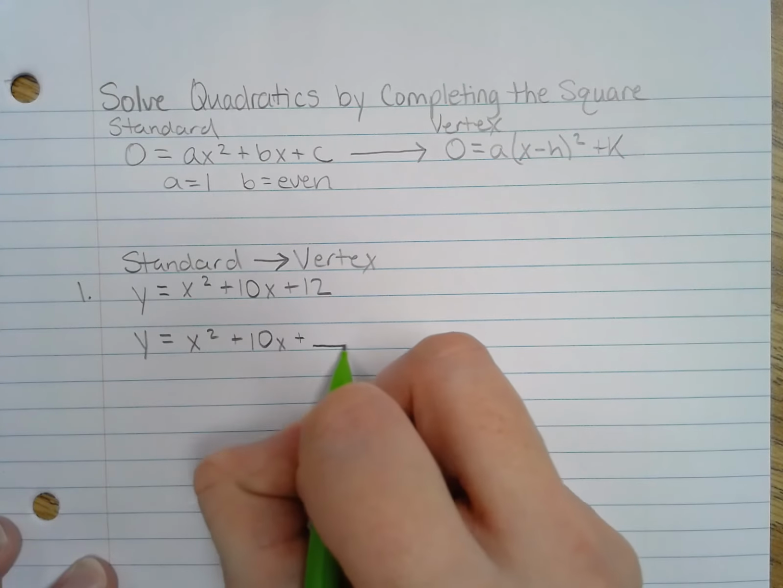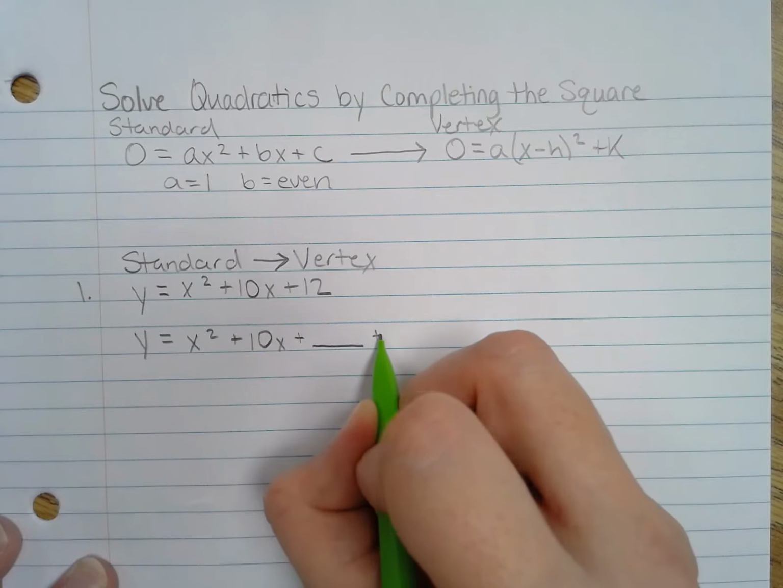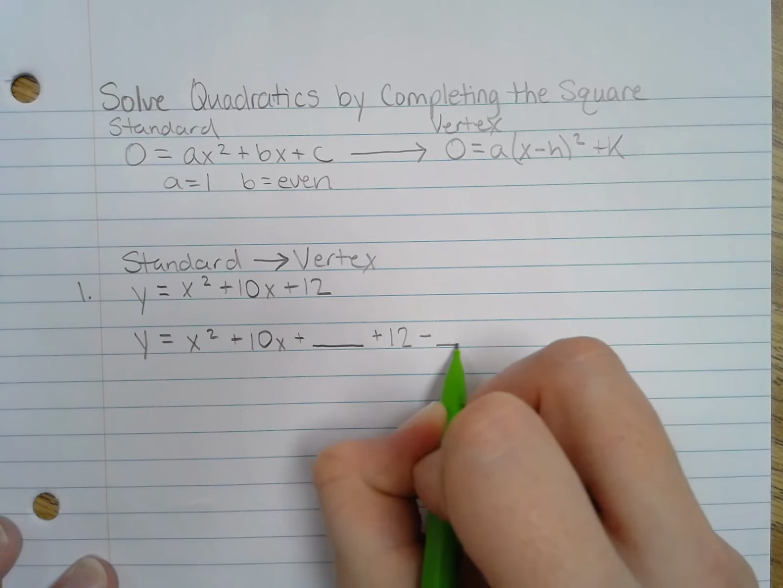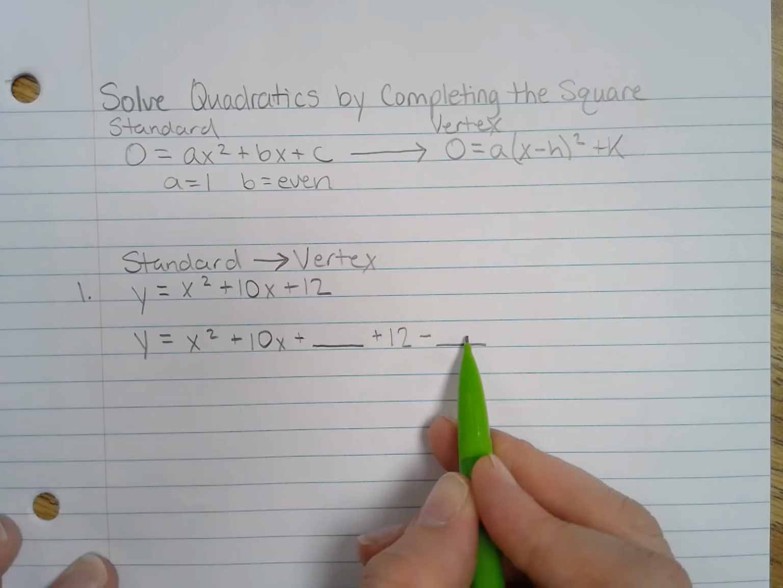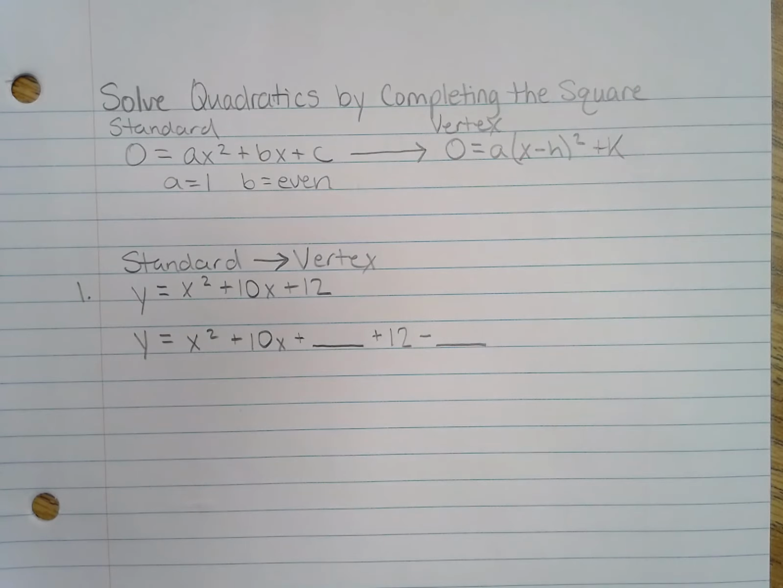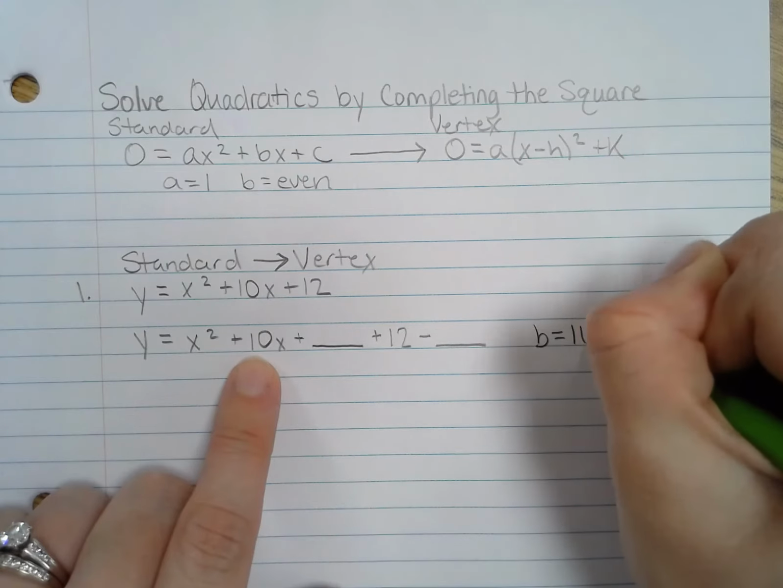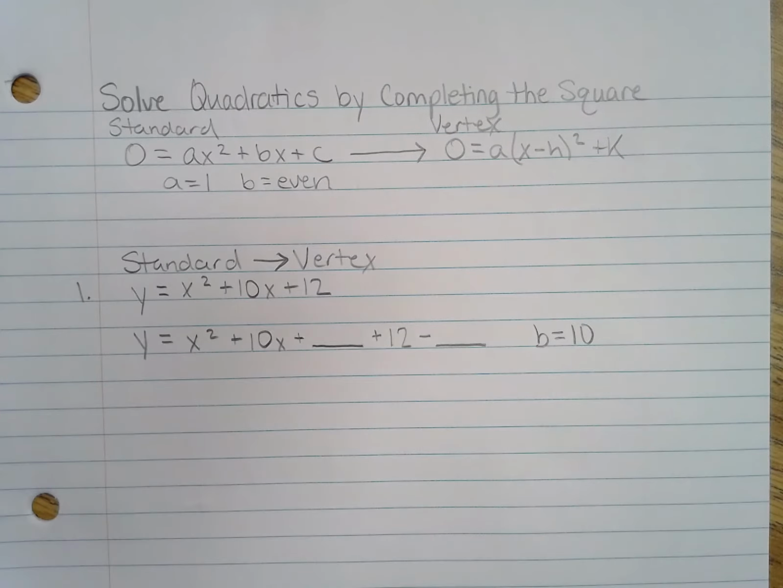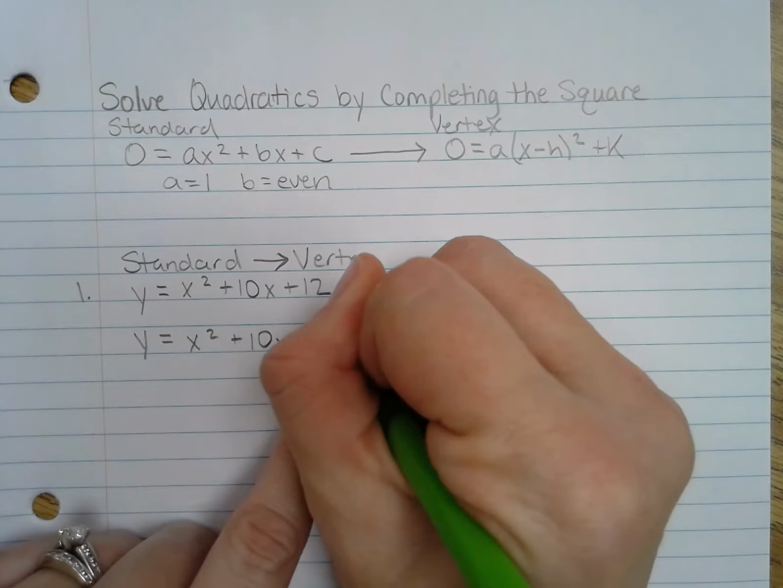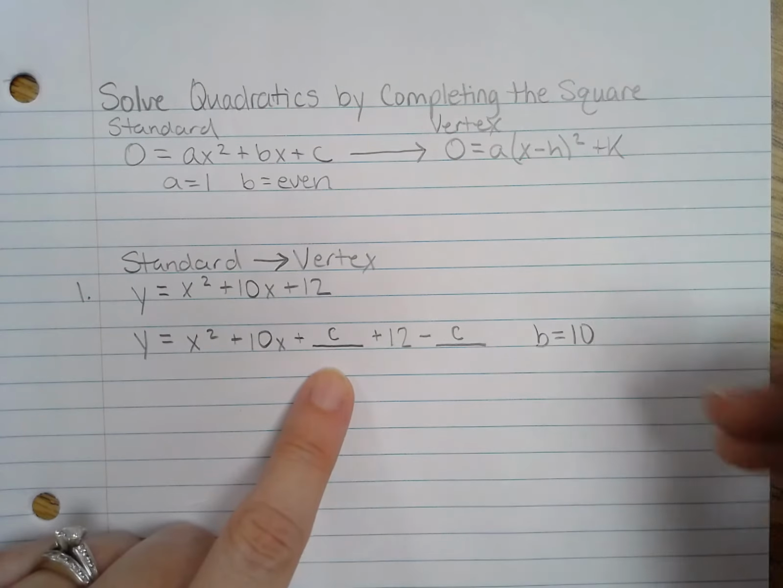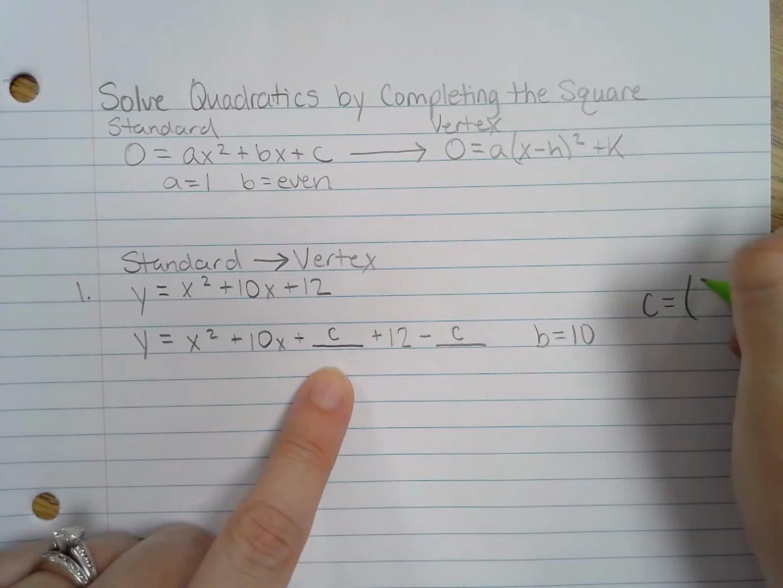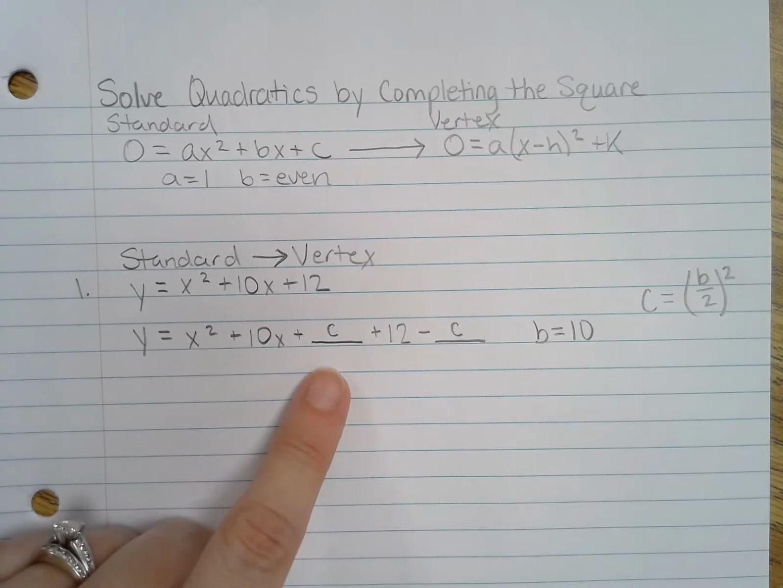So we're going to say plus a blank, move that 12 out of the way, and now say minus a blank. We need to add and subtract the same value to make this equation still equal, but it's just going to look different. In order to fill in that blank, you need to know your b value. We have a b that's equal to 10. So to find the new c value that goes in that blank, you will find half of the b, so b divided by 2, and then square that. So half of the b squared.